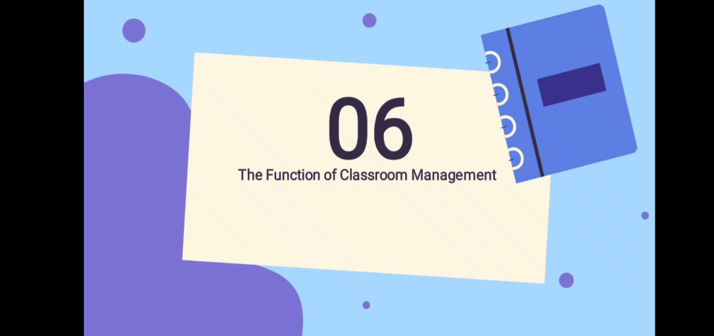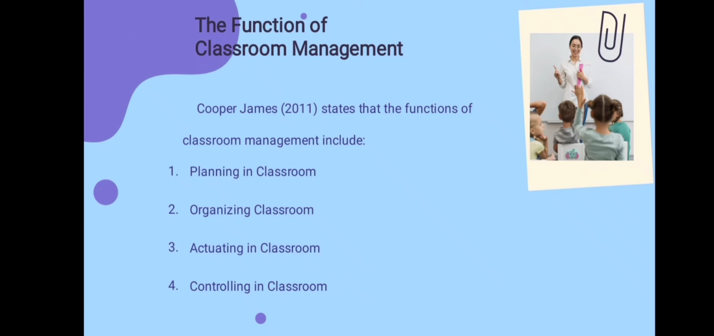Okay, next part is the functions of classroom management. Copper Jim 2011 states that the functions of classroom management include: first, planning in the classroom. In this case, the teacher can arrange what material will be taught to their students, and the teacher can arrange class rules. In addition, the teacher can also prepare any materials needed in the classroom. And the second function of classroom management is organizing the classroom. In this case, the teacher can change the decorations or layout of the classroom, and the teacher can design the classroom so that the class looks beautiful and comfortable.